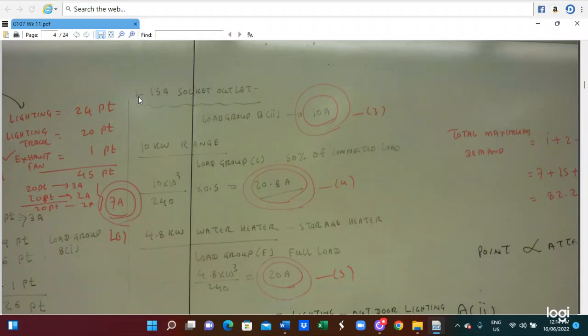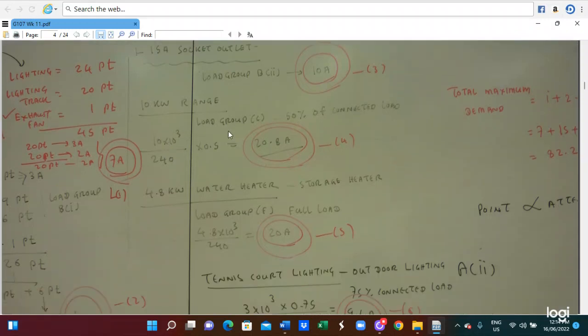Also, the one 15 ampere socket outlet is load group B2. Then we take the 10 kilowatt range, which is load group C. According to the rules for load group C, it will be 50% of the connected load. So 10 kilowatt, 10 to the power 3, divided by 240, multiplied by 0.5, you get 20.8 ampere. We also have the 4.8 kilowatt water heater.